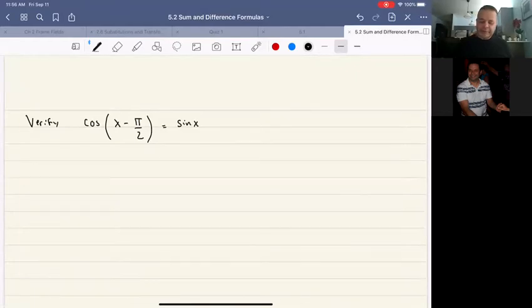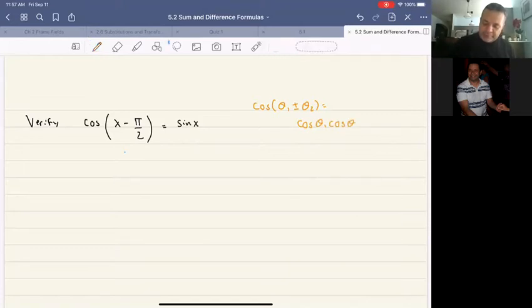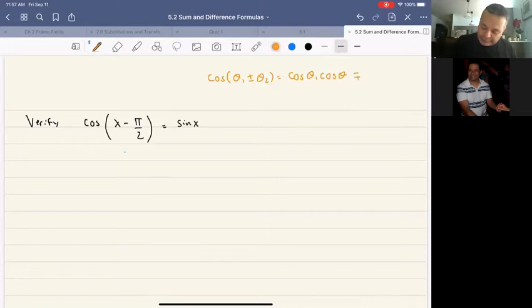So we're going to use the cosine addition formula, actually subtraction. Just to refresh our memory, cosine of theta 1 plus or minus theta 2 is cosine theta 1 cosine theta 2. Now remember, cosines don't have the same signs, they have the different signs. So it's going to be minus plus sine theta 1 sine theta 2.